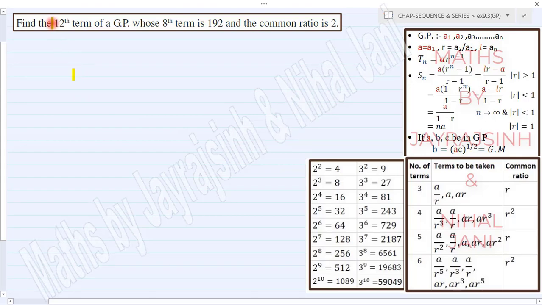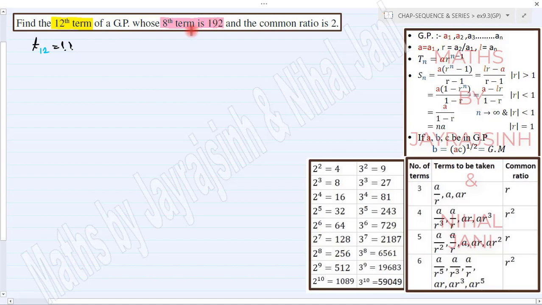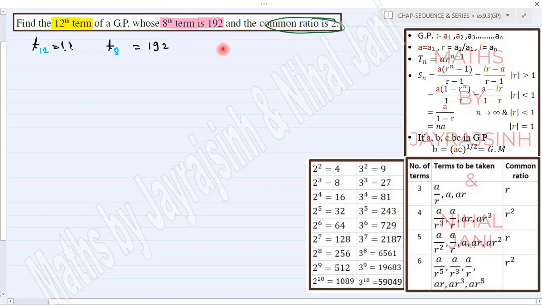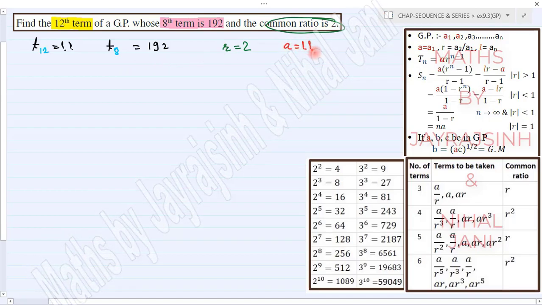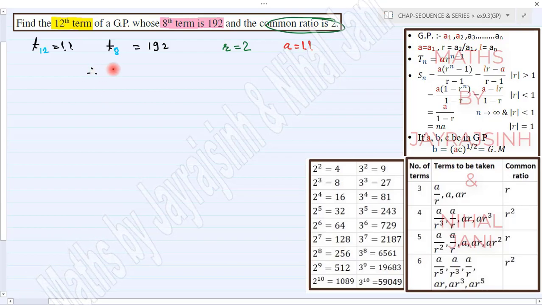In this question, we have to find the 12th term of a GP whose 8th term is given as 192, and it is also given that the common ratio is equal to 2. Now, the only unknown in this question is your first term. So, we can use the formula of the nth term to get A.